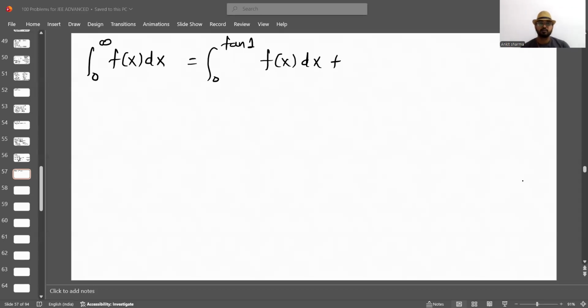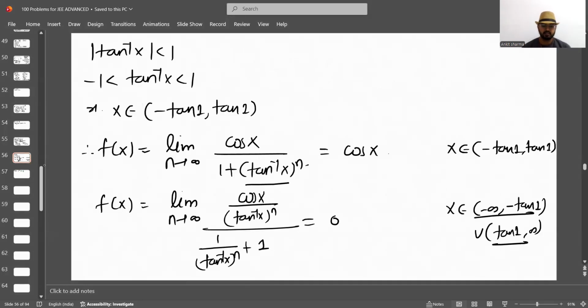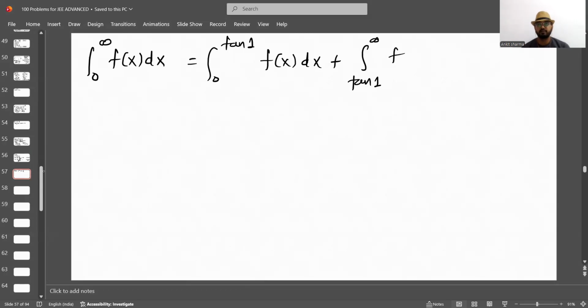Okay, so we're back. So 0 to tan 1 f of x dx, and then this would be again from tan 1 to infinity. So tan 1 to infinity, I'll be considering this portion. So tan 1 to infinity, this is going to be 0. So tan 1 to infinity f of x dx. So now 0 to tan 1, my function is cos x. And then from tan 1 to infinity, this is going to be 0.